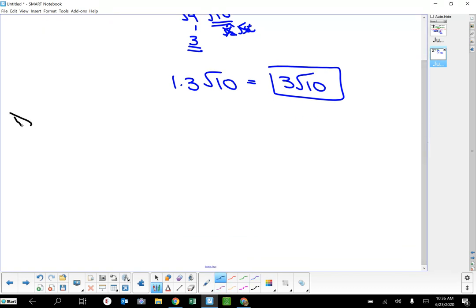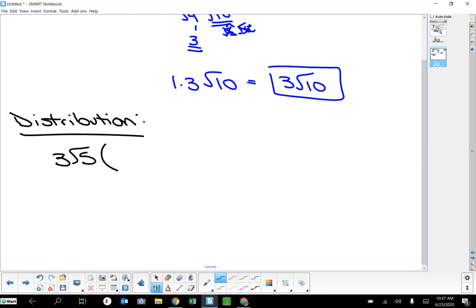We're going to do some distribution. Now, these could have variables in them too. I'm not doing any with variables, but you should be adept enough at them to be able to deal with them without me doing them for you. All right, so here we're going to distribute. I'm going to take the 3 rad 5 and distribute to the rad 5. Well, that's got a 1 on it. So coefficients, 3 times 1 is 3.